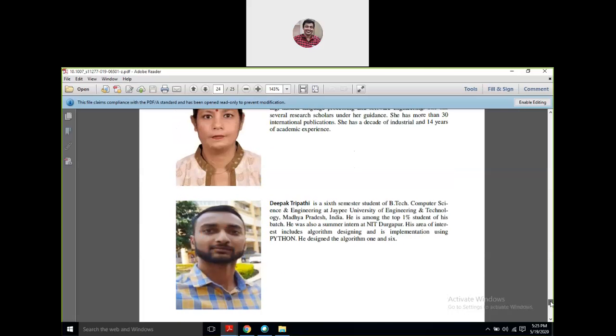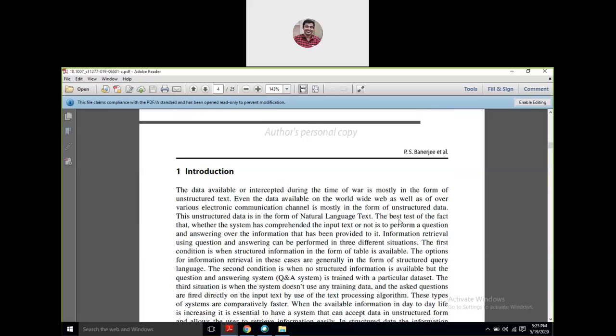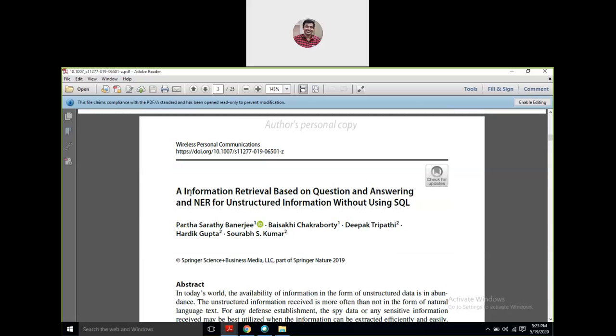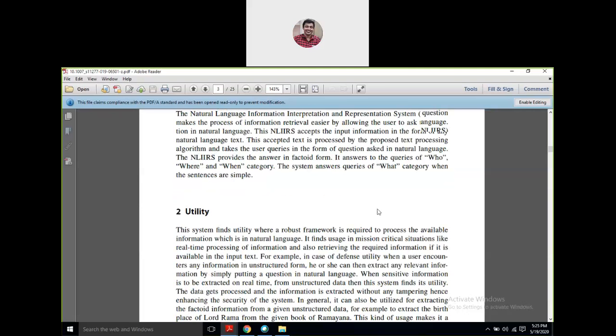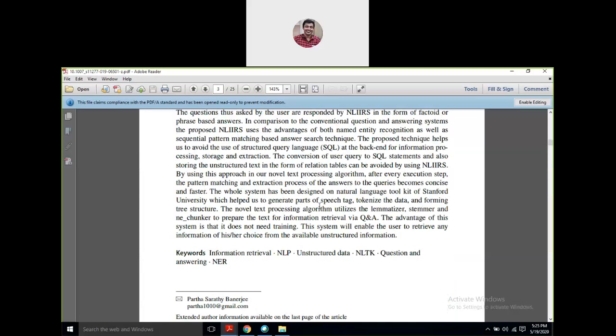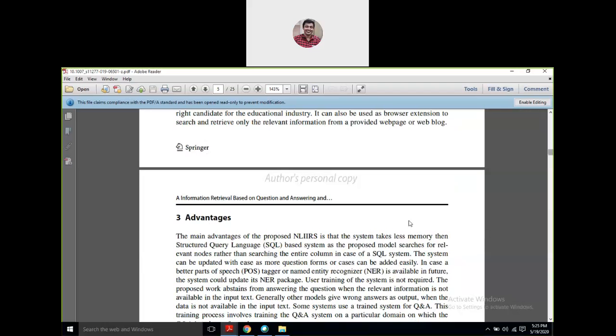If you want to see, you can see it here. That was the kind of work that they have done. In case of natural language processing, the work is out here: information retrieval based question and answering system with an NER, named entity recognizer, for unstructured information without using SQL. And this NLIIRS, you might be seeing this term, right? This is Natural Language Information Interpretation and Representation System, right? This is NLIIRS. This is a fantastic work that they have done. You can see a part of it.